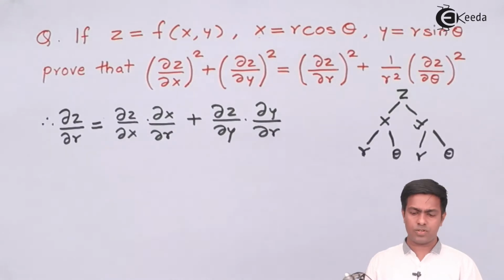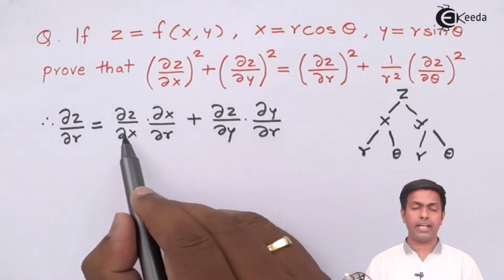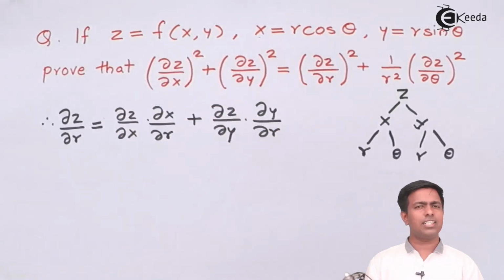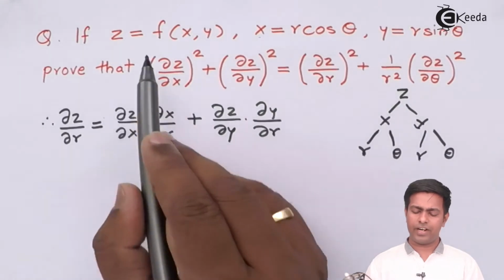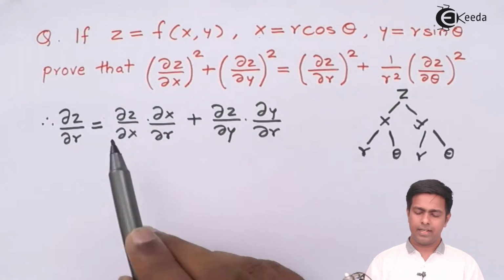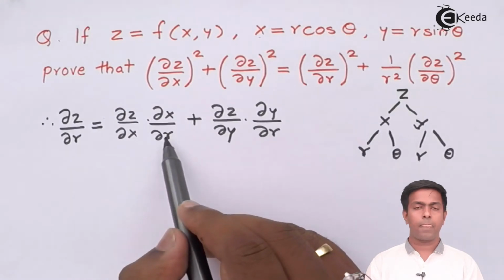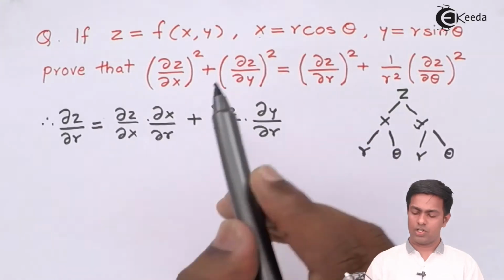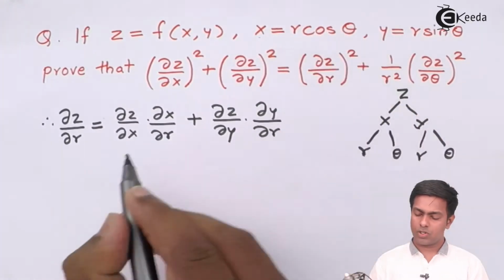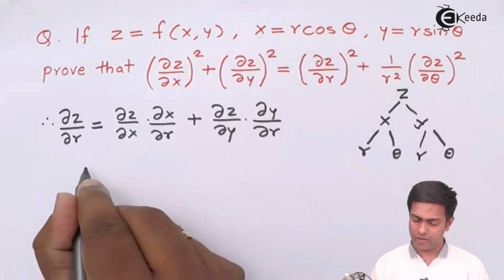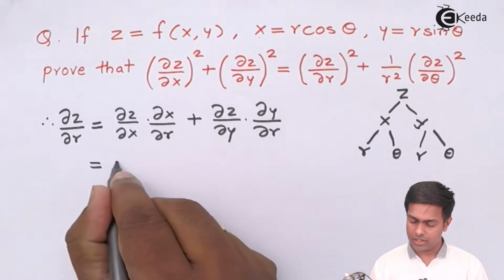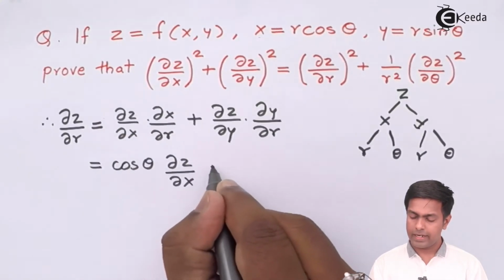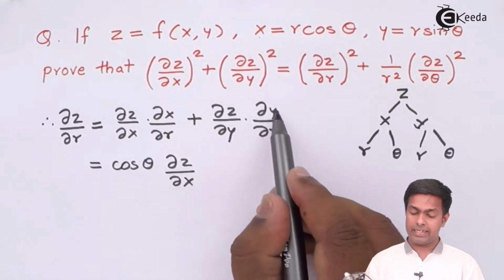Now let's find out the values. So del z by del x. You can see here that z is a function of x and y, but guys, z is not defined. So that is why I can't find out the value of del z by del x. Next, we have del x by del r. To get that, we have to differentiate x with respect to r partially. So cos theta will remain constant, and the differentiation of r is 1. So guys, here we'll get cos theta, and this term, del z by del x, as it is.